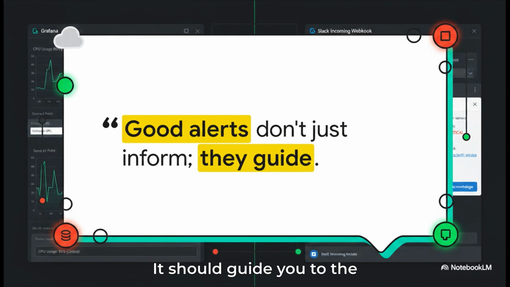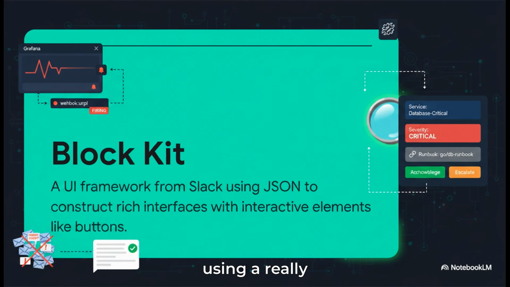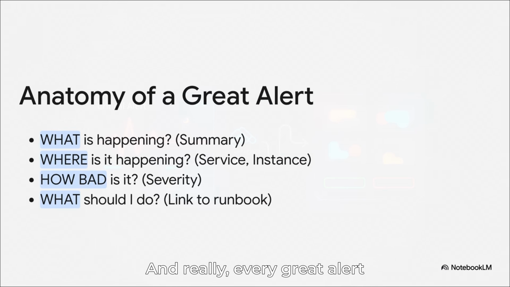It should guide you to the very next logical action, whether that's investigating a dashboard, consulting a runbook, or just acknowledging the issue. The magic behind all these rich messages is something called BlockKit. It's basically Slack's framework for building messages using a really simple JSON structure. So you're not just sending text anymore, you're sending building blocks, things like headers, sections, dividers, and even interactive elements like buttons.